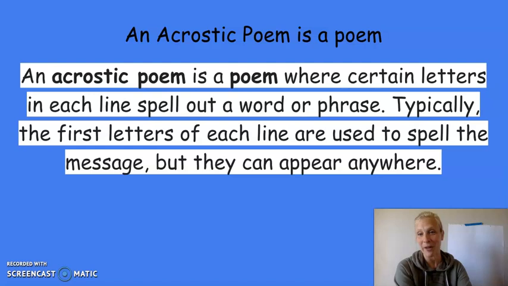Today we're going to be learning about a new kind of poem. Last week, we wrote our rhyming poems about our moms. I sure hope your mom liked hers. Today we're going to learn about something called an acrostic poem.